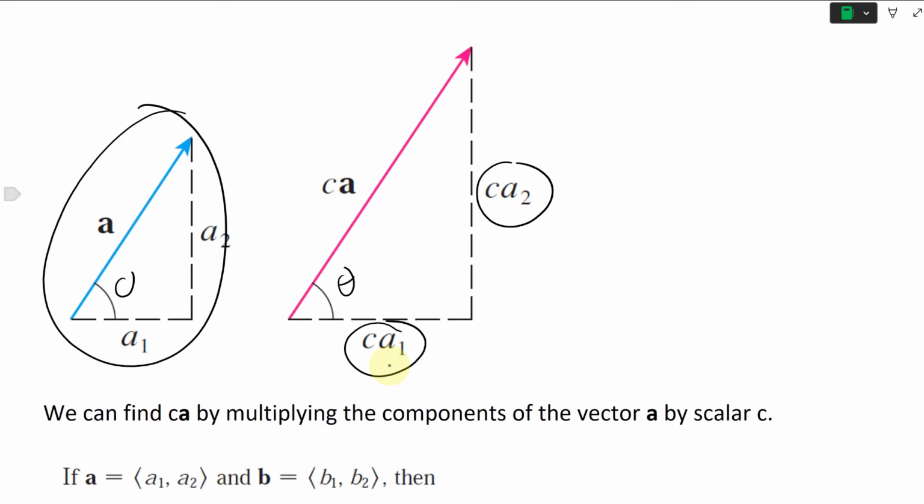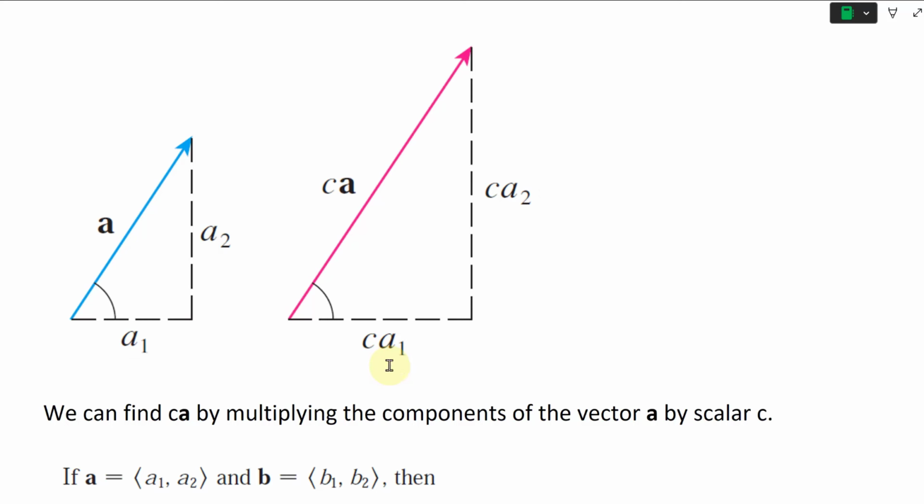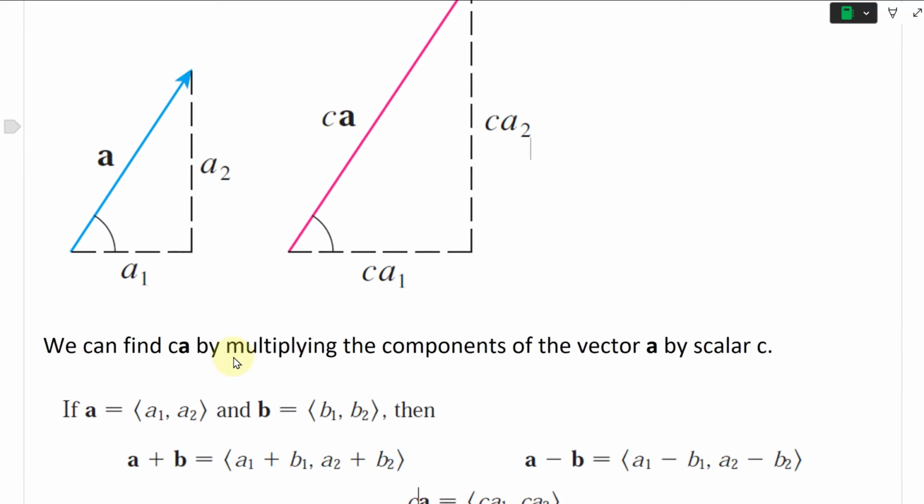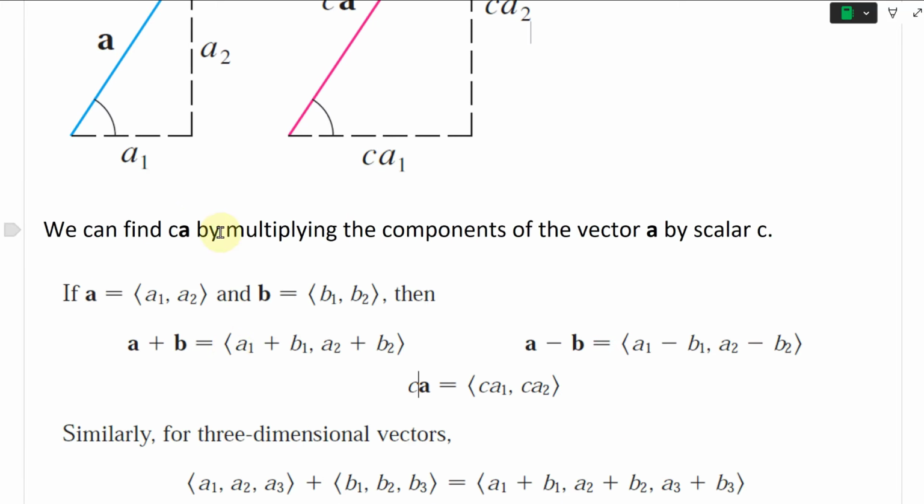This angle is the exact same, but this is going to be CA1, CA2. So everything's just scaled up and basically stretched. If you have a smaller number C, less than 1, it will shrink it. If you have a negative, it goes opposite. All right, and we can find CA by multiplying the components of the vector A by the scalar C.